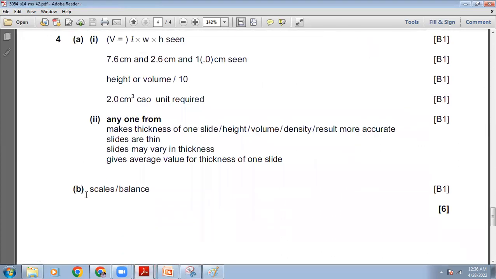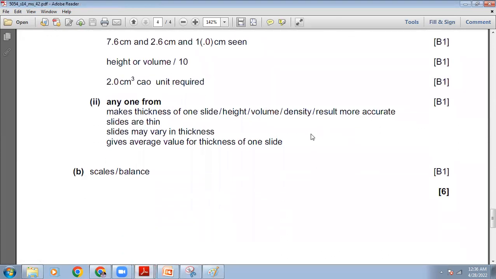So let's look at the marking scheme. Make thickness of one slide, height, volumes. That's more accurate. Slides are thin. Slides may vary in thickness. Gives average value for thickness of slide. I need scale, or you can say balance.